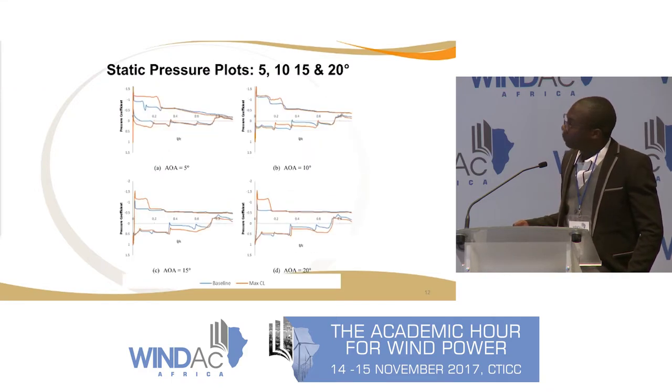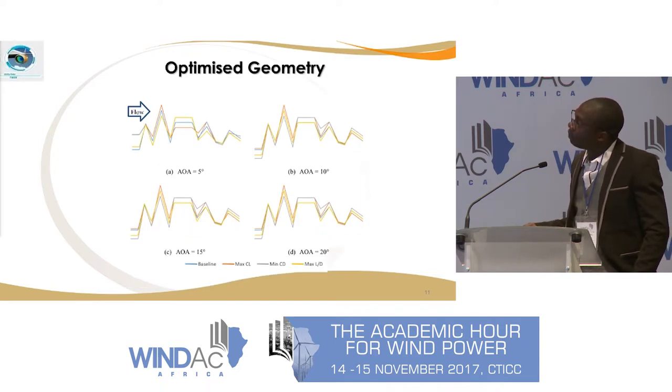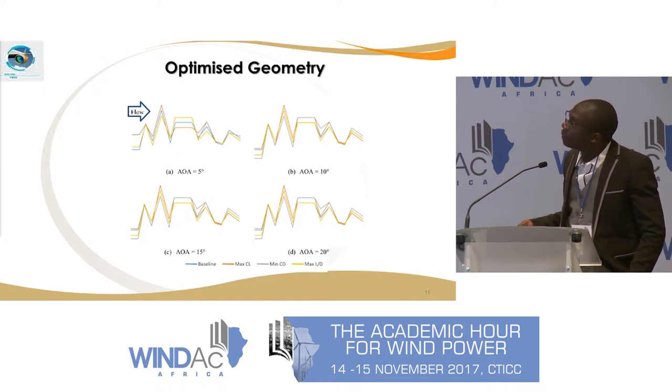And also, for maximum coefficient of lift, it could be seen that the second peak, which is that of the corrugated ones, is always at the highest, and in the same graph, for maximum lift at the trailing edge, it's always the lowest.